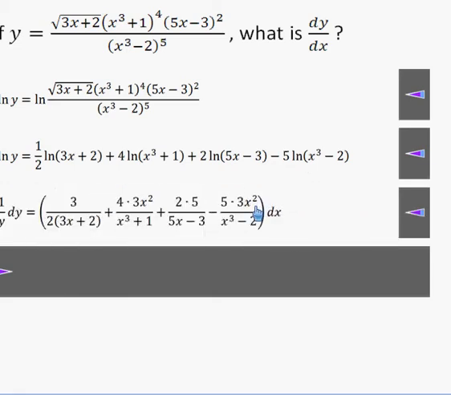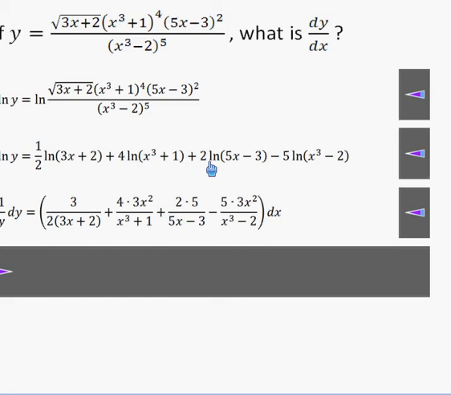The left side is just 1 over y dy. The right side, taking the derivative of natural logs, puts this part in the denominator. We just can't forget to use the chain rule. So that's where the 3 comes in the numerator here. We have 4 in the numerator, 1 over this, so that's why x cubed plus 1 is in the denominator, and the derivative of what's inside is 3x squared.